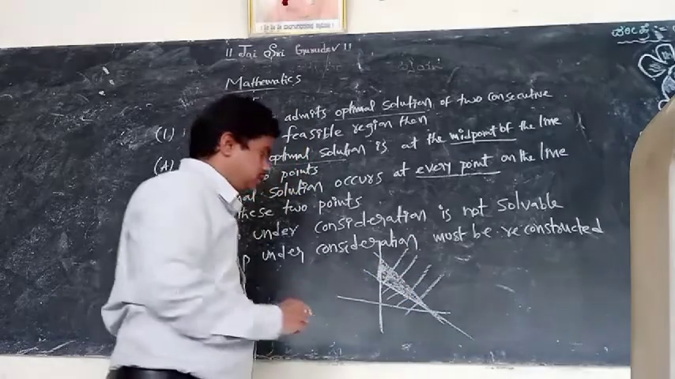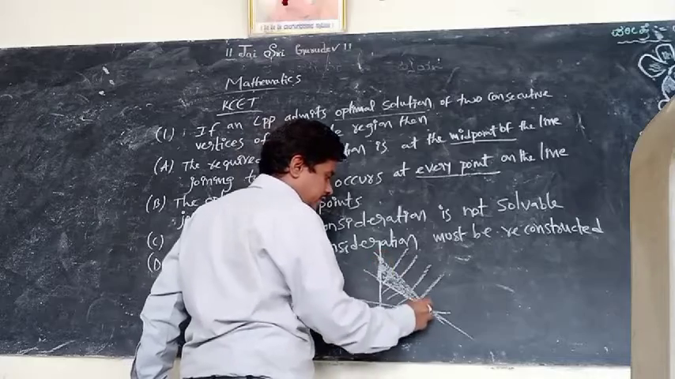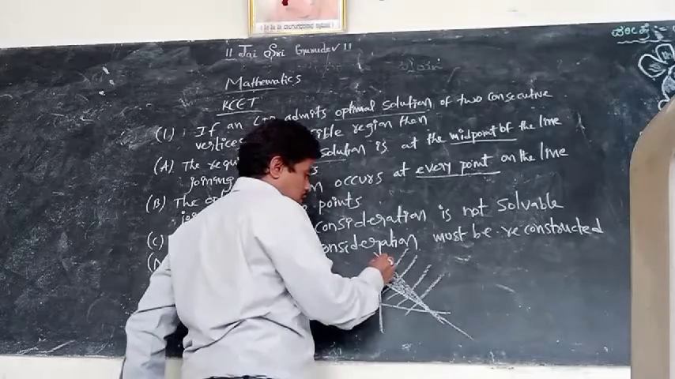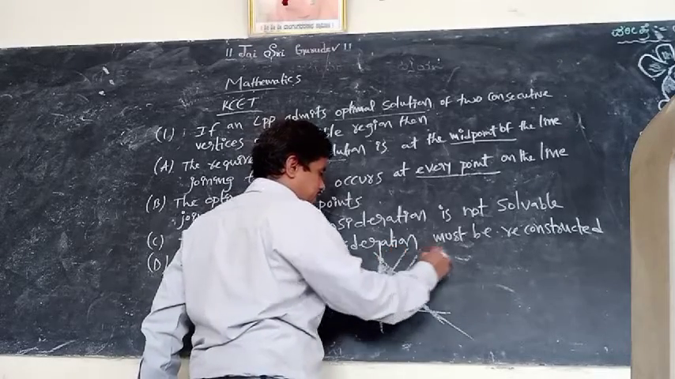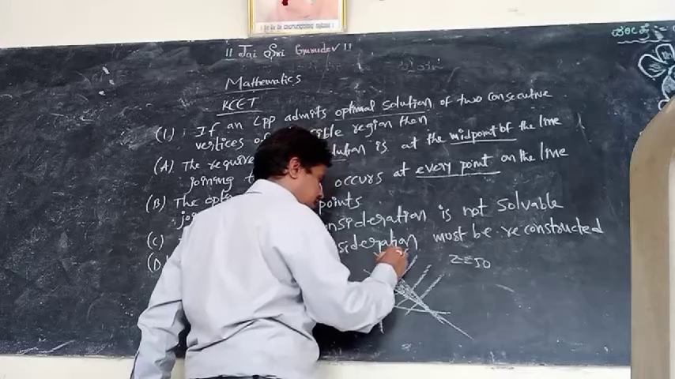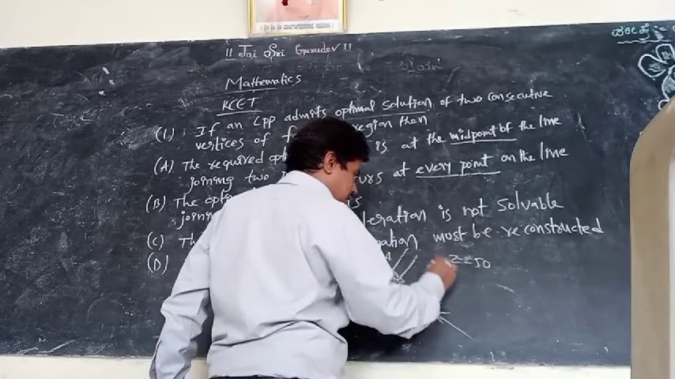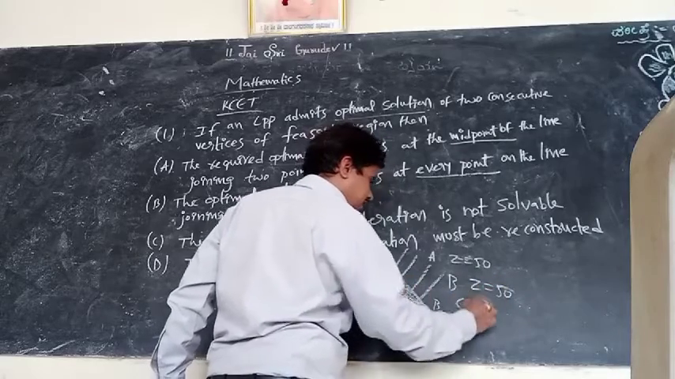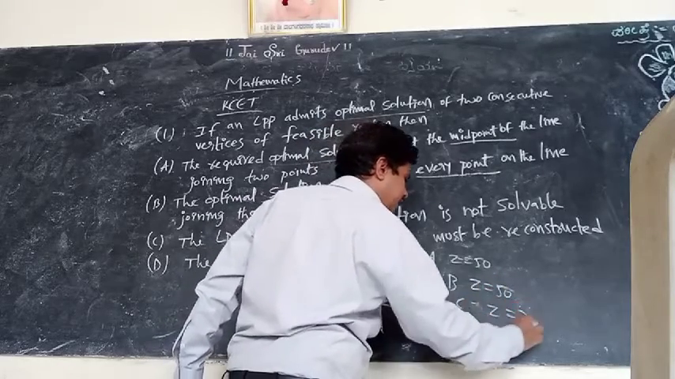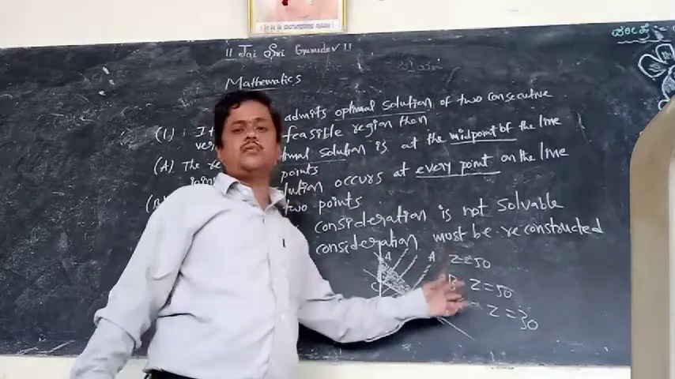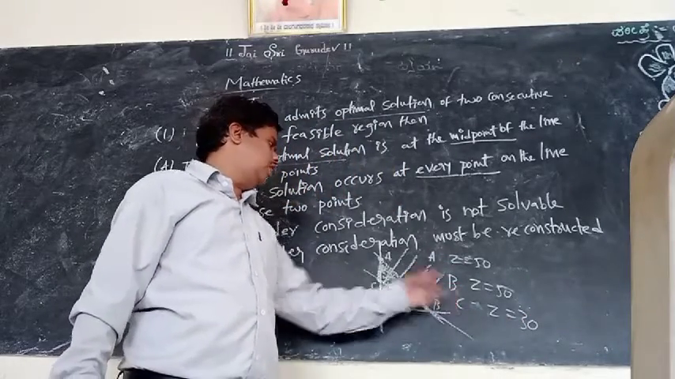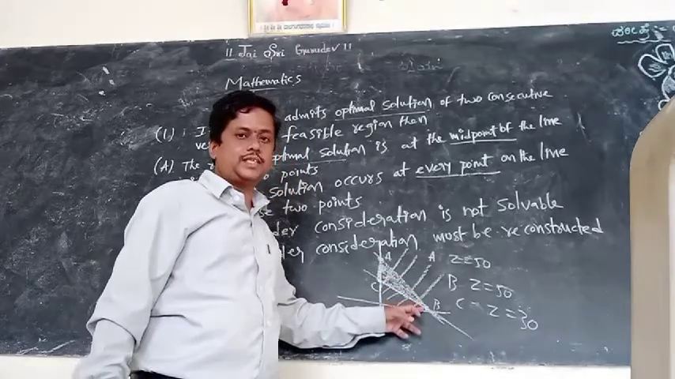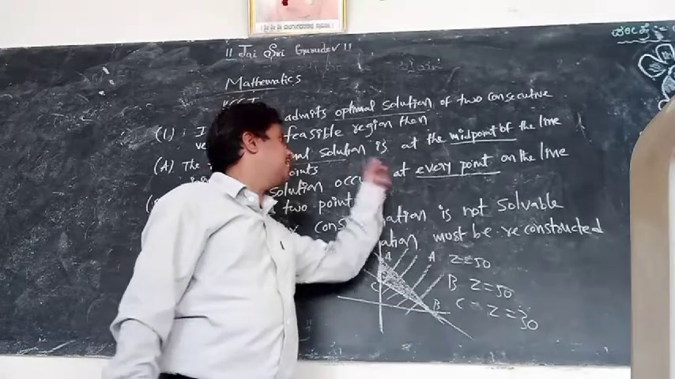Suppose these three are the corner points. At point A, z is equal to 50, and at B, z is also 50. At C, z is equal to 30. How do we find the maximum value? At these two points we are getting the maximum values. This is how the question on optimal solution arises.